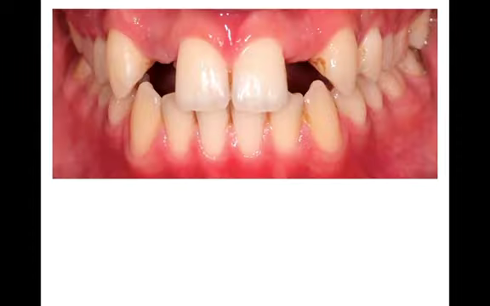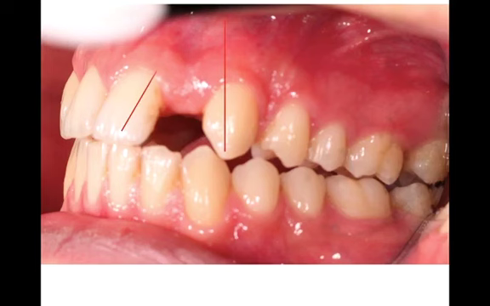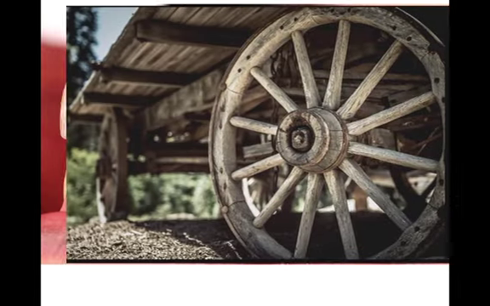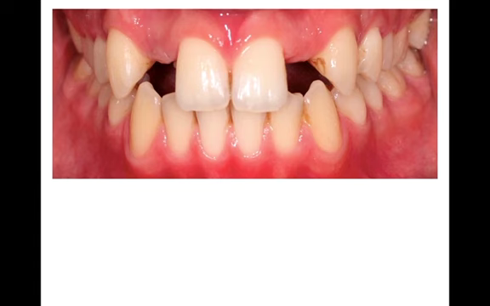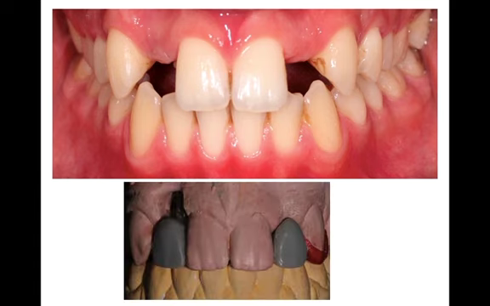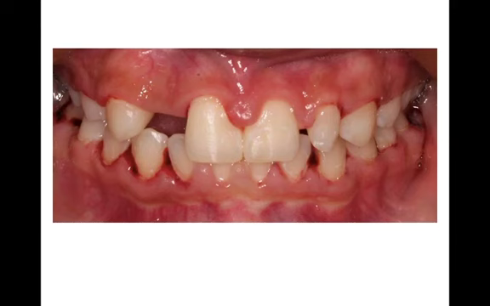Or sorry, it's the other way around. I'm sorry for that. So for here, it's an implant on the right and Maryland bridge on the left side.